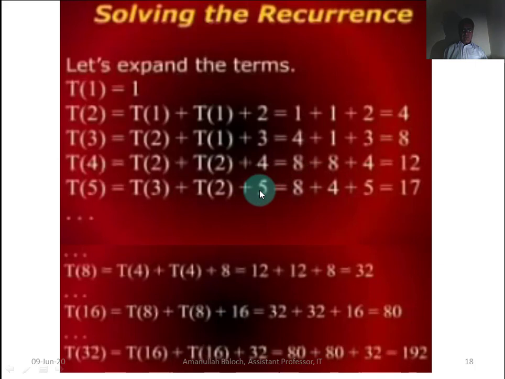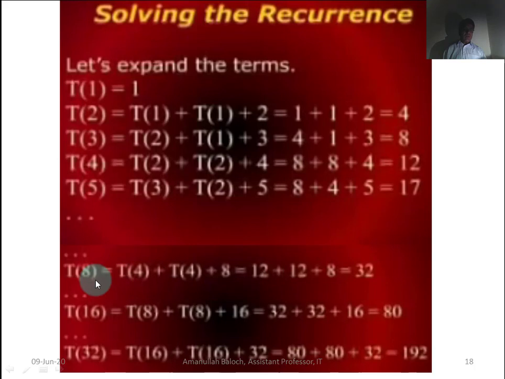We skip some values and we take this. Let there be 8 elements in an array, then what will be the sorting time of that 8 element array? T of 8 is equal to T of 4 plus T of 4, 4 element arrays, and plus 8, we will add 8. What is the running time of T of 4? 12, so we will put 12 here, and then we will add 8. 12 plus 12 plus 8 is equal to 32.